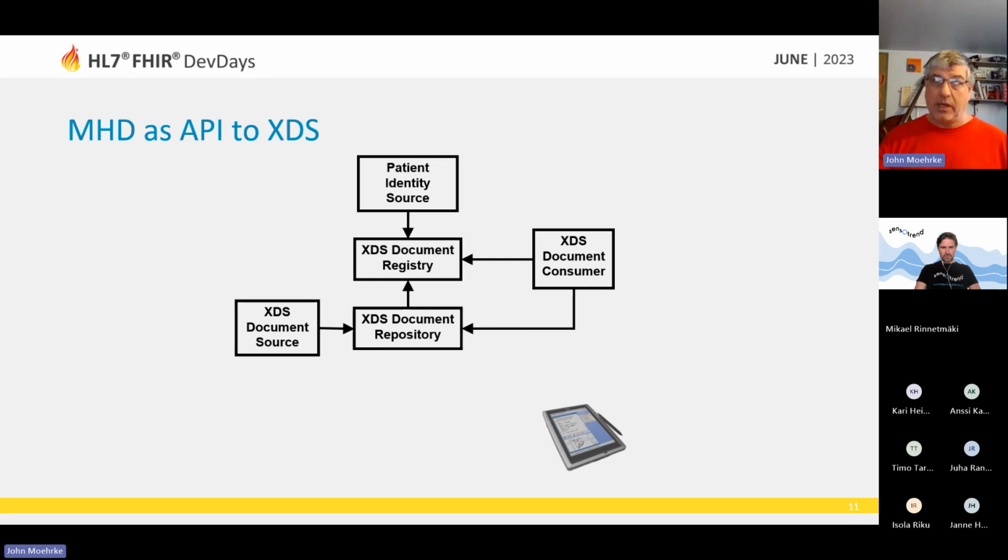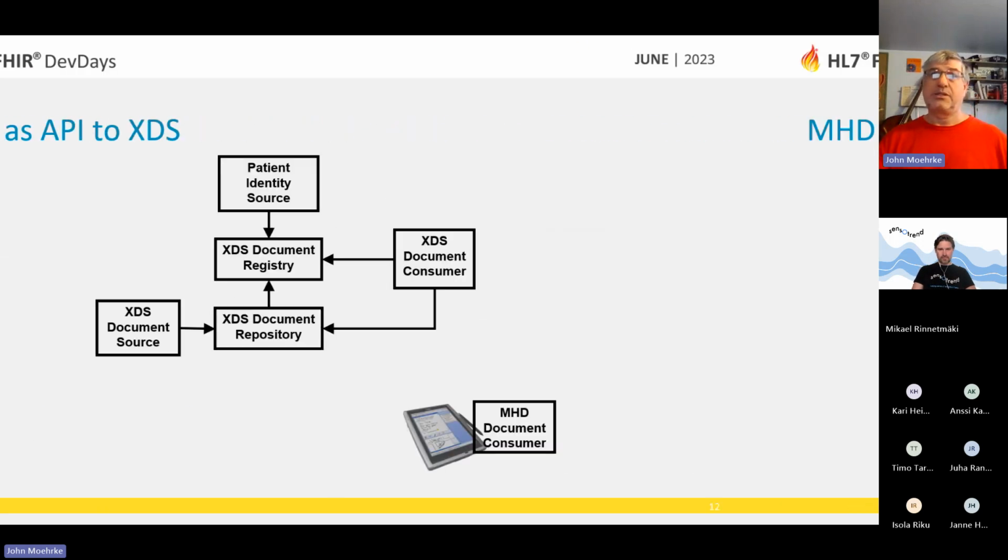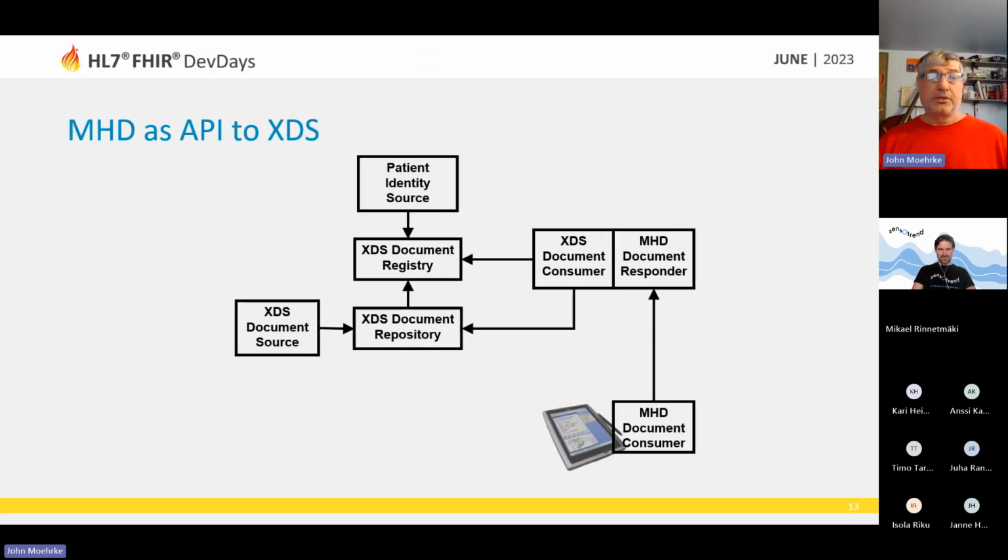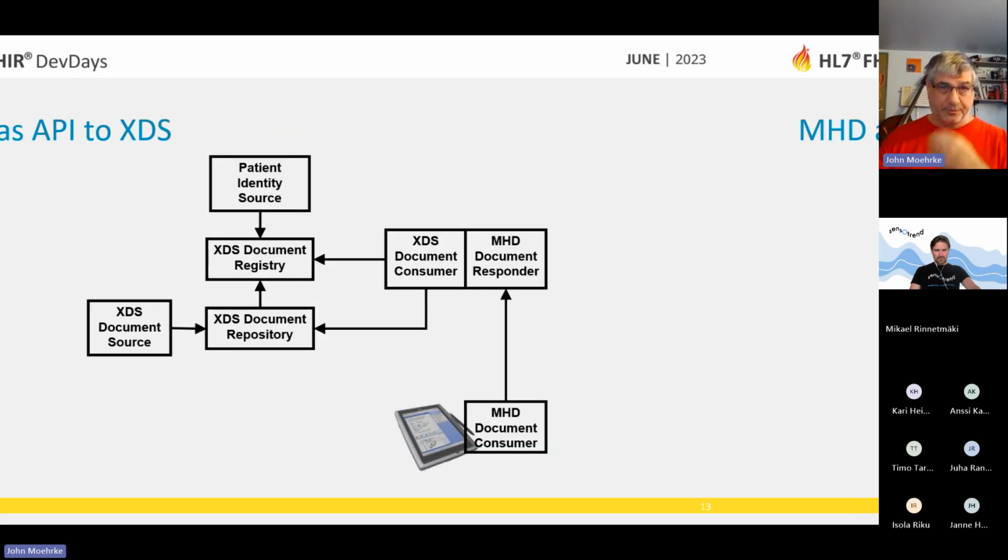So first, I guess this is going to build rather ugly. On the consuming side, we say, well, if we add an MHD consumer and an MHD responder, the responder could be grouped with an XDS consumer, and magically now these mobile clients can use FHIR in place of XDS. This just replaces the XDS transactions with a FHIR-based transaction, thus making it easier to access XDS.